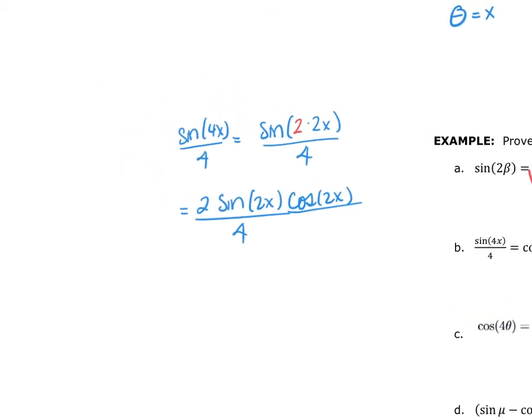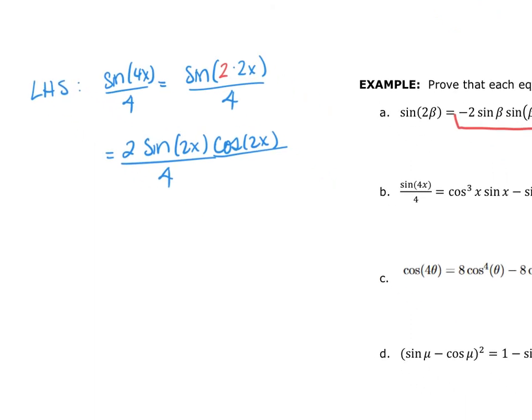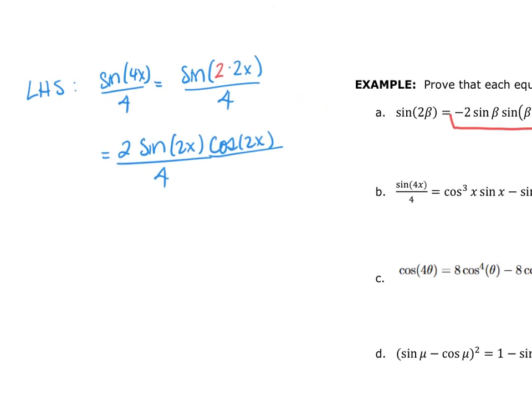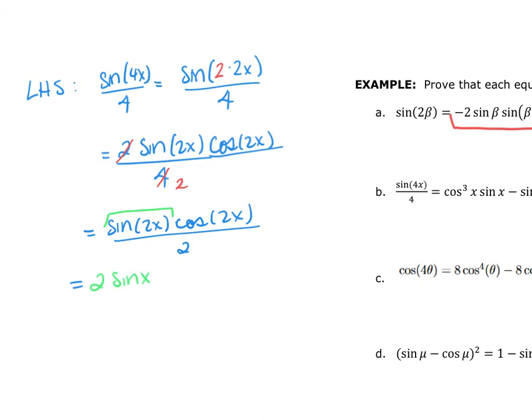Oh, I should have actually declared left-hand side. Don't forget to do that, left-hand side. Now you can see this 2 and this 4 will cancel into 2. So where I am now is I'm at the sine of 2x, the cosine of 2x, now divided by 2. I'm going to use the double angle here again, and so this is going to be 2, the sine of x, cosine of x.